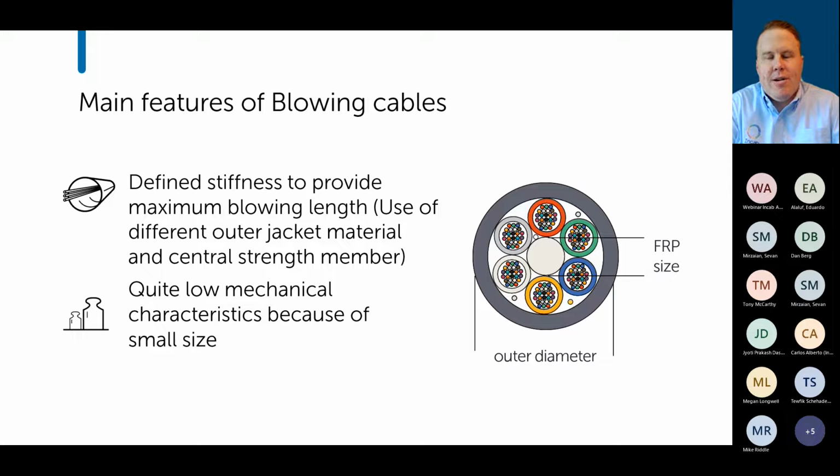And so what we're going to do there is we're going to play with a couple different materials on the outer jacket, and then we're going to combine that with the use of our central strength member in the diameter of that FRP. So really, those are the only two things that are going to give this cable its strength and its mechanical characteristics. For all intents and purposes, it is a very basic cable. But again, we'll dive into how we can manipulate this to still give it the ability to hold up and to do what we need it to do.